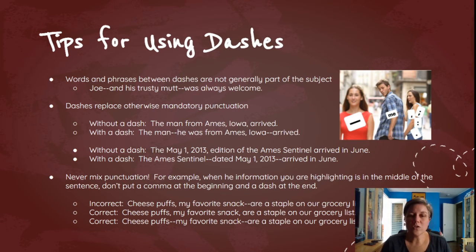Next, dashes replace otherwise mandatory punctuation. So I wouldn't put both a comma and a dash, or both a semicolon and a dash. You can see the first sentence, the man from Ames, Iowa, arrived today. I have too many commas there, so I need to get rid of one. So there's my example: the man, he was from Ames, Iowa, arrived. I set it off with dashes and get rid of that second comma. It just looks a little different because I varied my punctuation.